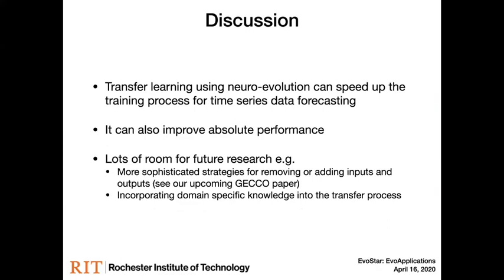So the discussion: transfer learning using NeuroEvolution can speed up the training process for time series data forecasting, and it can also improve our absolute performance. There's a lot of room for future research using more sophisticated strategies for removing or adding inputs or outputs, and we have an upcoming Gecko paper about that, and incorporating domain-specific knowledge into the transfer process, just to name a few.